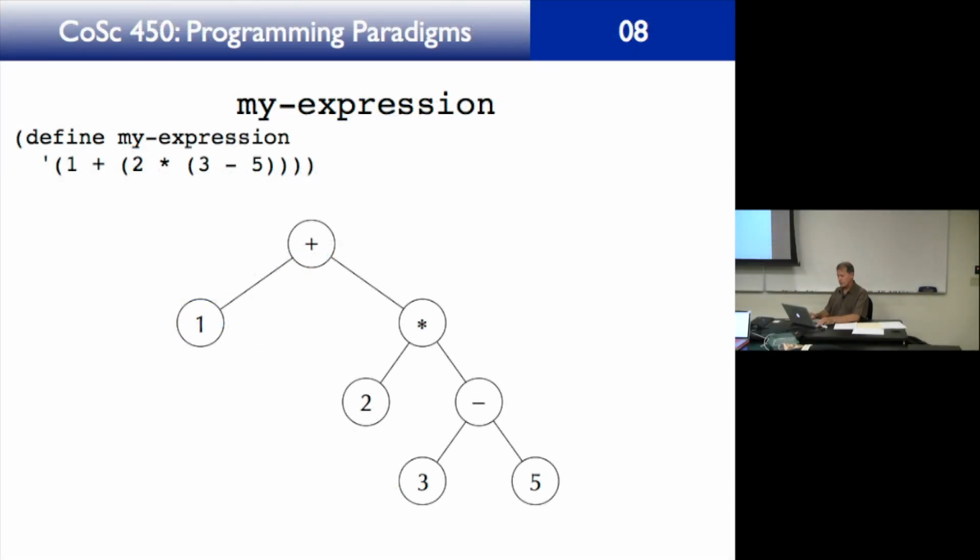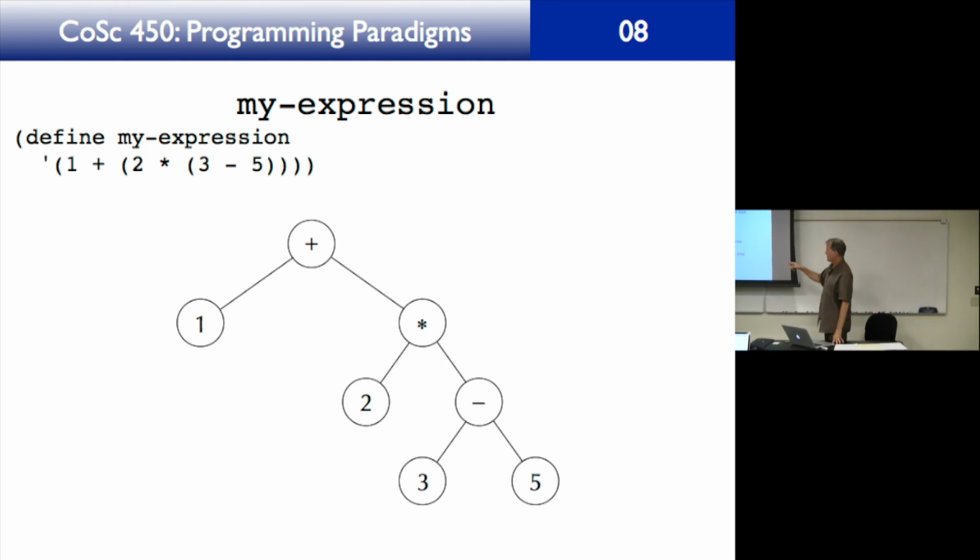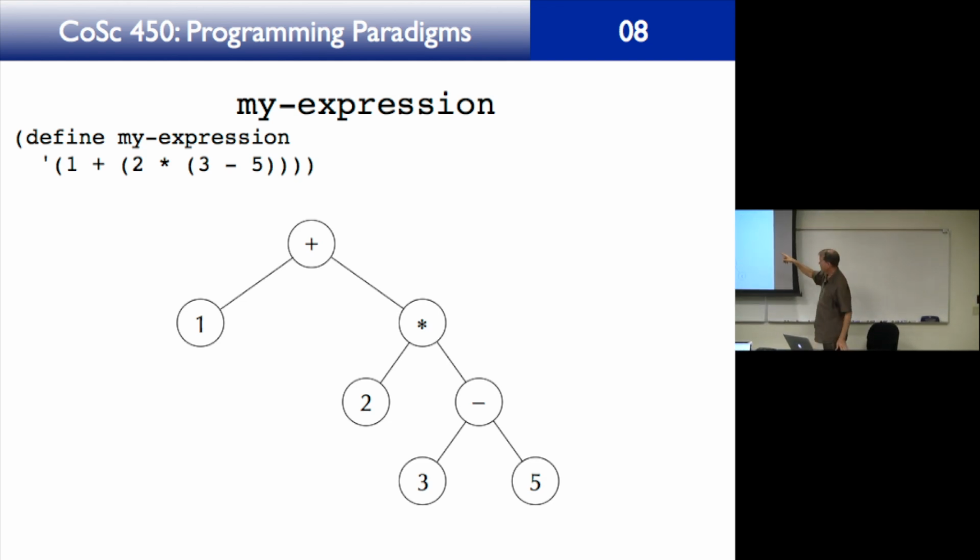So look, here is the definition of my expression, and it's 1 plus 2 times 3 minus 5. In the same way that a non-empty tree has 3 things, a non-constant expression has 3 things. And you can view it in tree form like this. So does everybody see how that works?